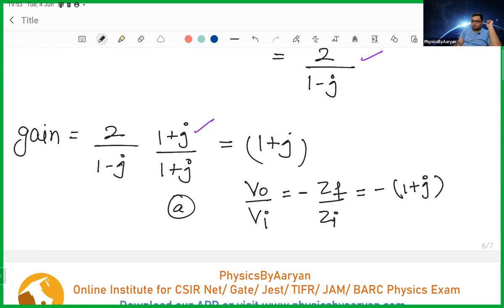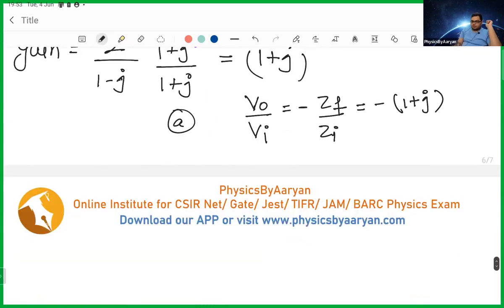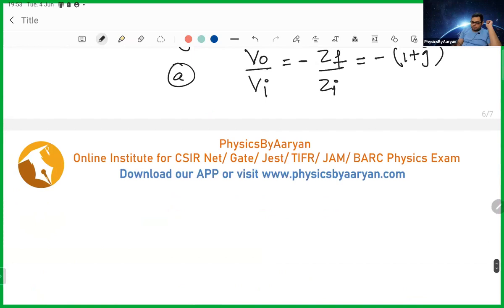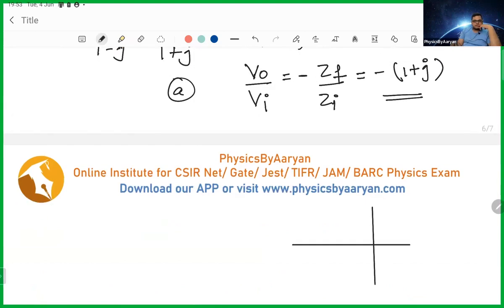Now you have to think about this complex number. In this complex number, can anyone tell me what will be the angle for this? What will be the phase difference? Angle wise, what is the angle? I think this is very basic complex numbers. You should know that. Not 45 degrees. 45 is the wrong answer.